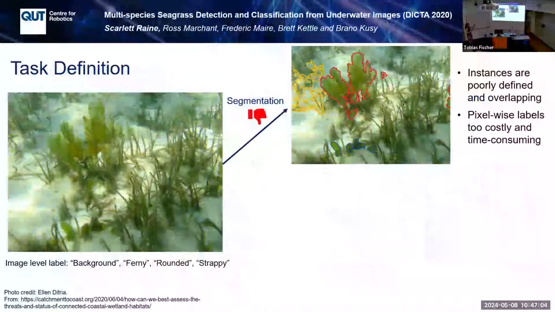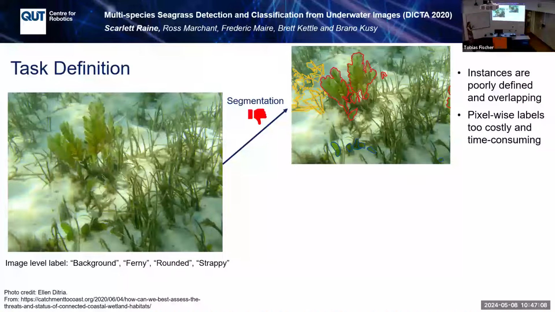So when we have seagrass images, it's very common to have a very cluttered, complex image with many overlapping instances. It's simply too costly and time-consuming for an ecologist to go ahead and provide polygon masks around each of those leaves, or to provide pixel-level annotation.